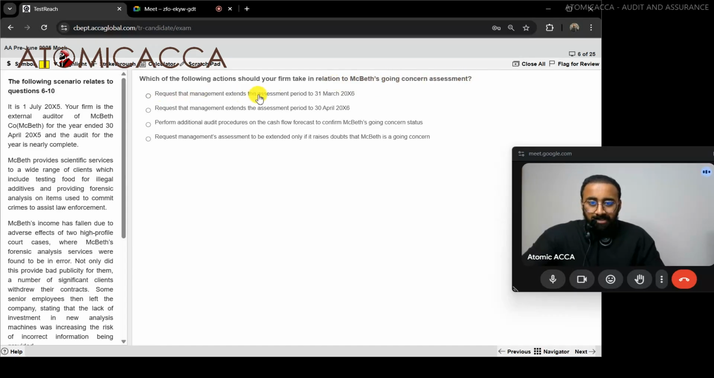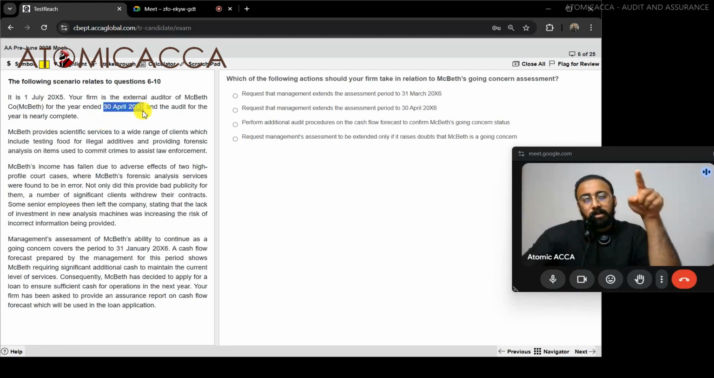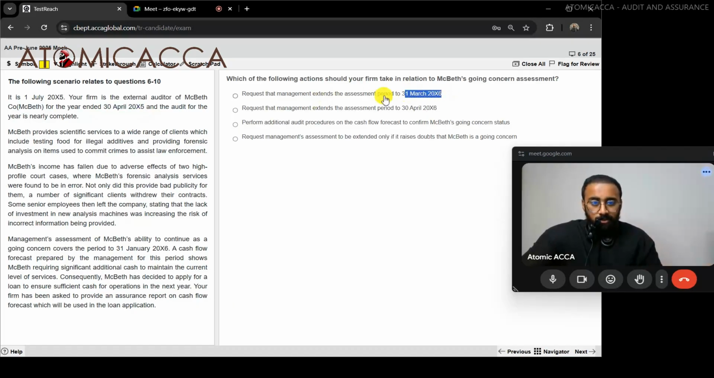Request the management extend the assessment period. Okay, assessment period, which we talked about. So that 1 year thing. So request management extend the assessment period to 31st March X6. What is the year ending? Year ending is 30th April X5. So next year will be 1st May X5 to 30th April X6. This is 31st March X6. Now generally this is the time period or financial year we see, like 1st April to 31st March.